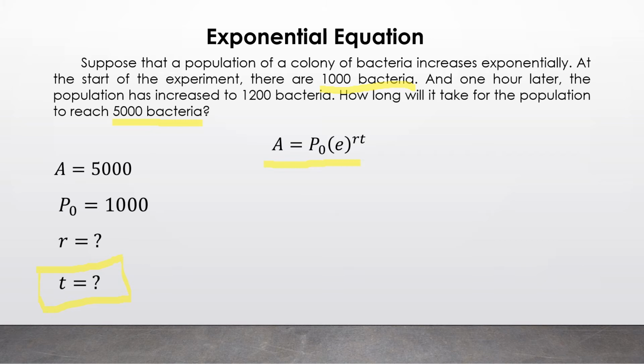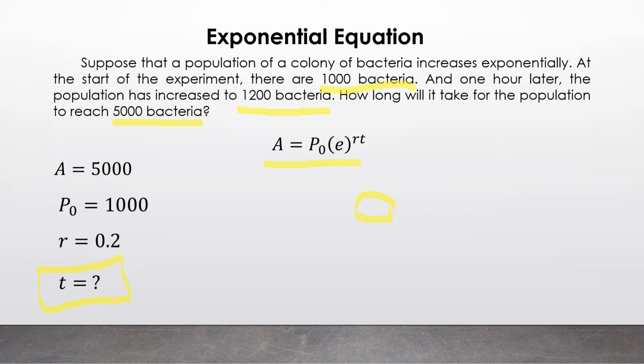But first, hanapin muna natin yung ating R. Since sa given, meron tayong 1,200 bacteria after 1 hour. So, ang nadagdag sa ating initial bacteria na 1,000, na naging 1,200 ay 200. Para makuha natin yung rate, we can divide 200 by 1,000, which is equal to 0.2.